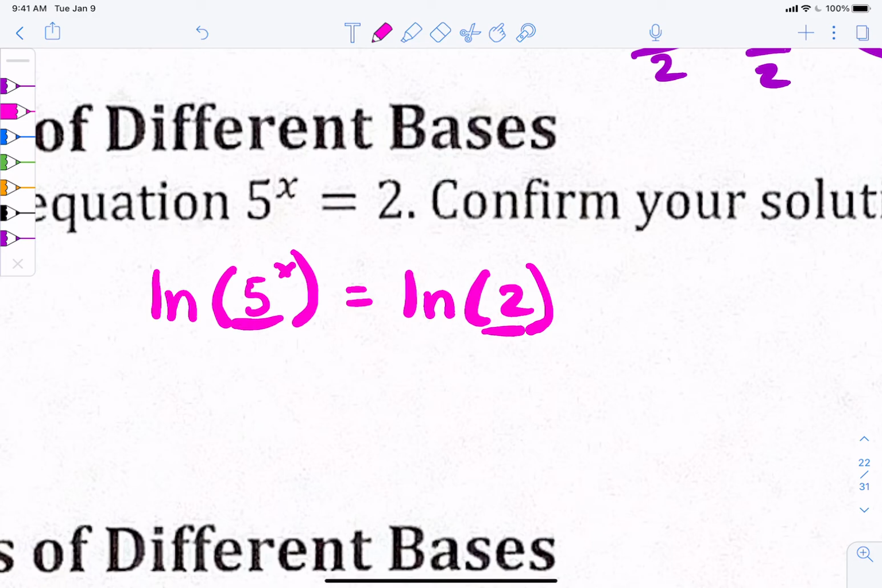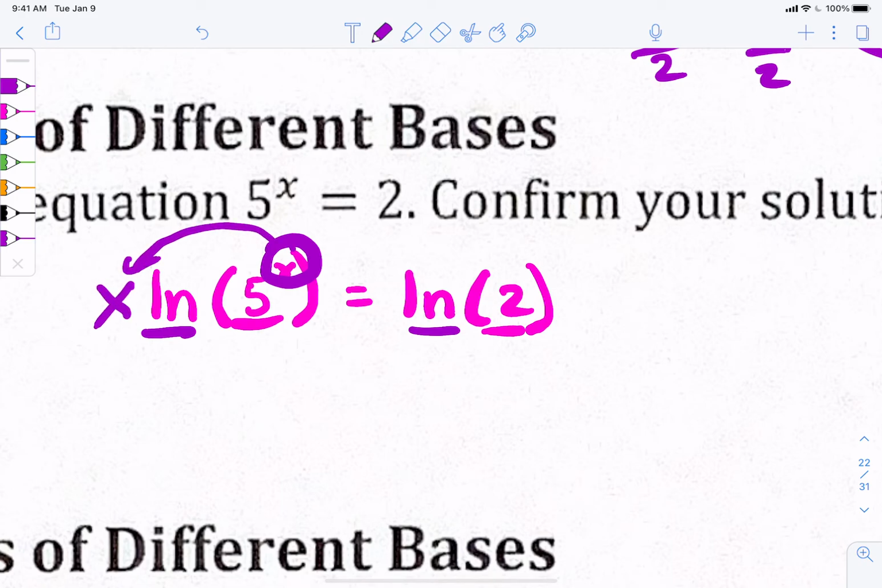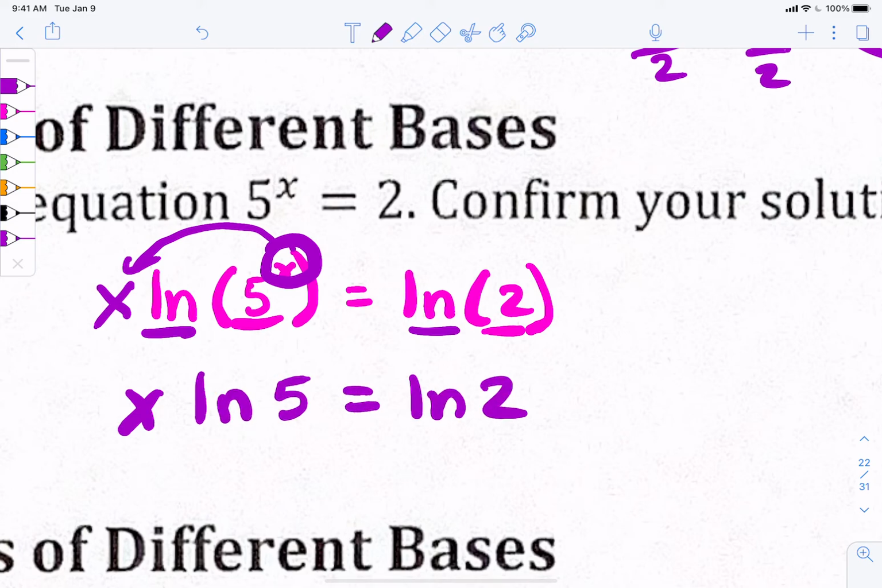And as long as I do that to both sides, they stay equal to each other, right? It's legal, right? Okay, now there's one really nice fancy thing that happens with logs and exponents with this x that's up there. What can we do with that thing? Move it to the front, right? I can put that x in the front. So this really says x times ln of 5 equals ln of 2, right? There's kind of an imaginary times in between there.